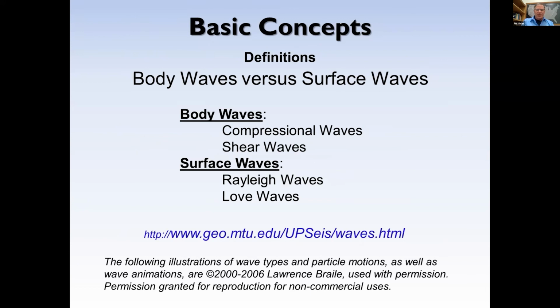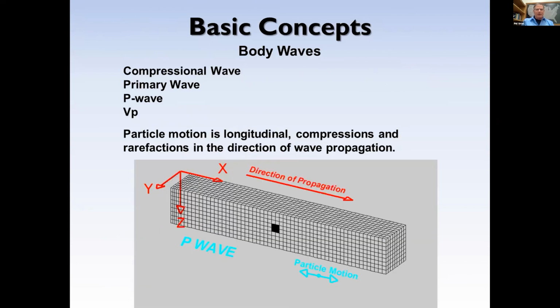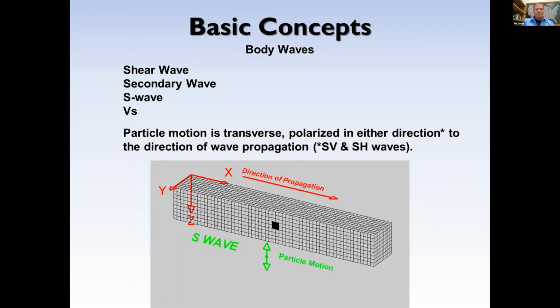And I've been fortunate to gather a few easy animations that I hope will work on this Zoom setup. So this is the body wave of the compression wave, called the primary wave, the P wave, VP. You'll see it referred to a lot, but it's about the compressibility of the materials as the wave compresses and rarefies through the earth. The shear wave, called the secondary wave, the S wave, or VS, has particle motion transverse to the direction of the wave. And it can traverse, as shown here, in the vertical direction or even in the horizontal, SV or SH as they're called, shear vertical or shear horizontal.